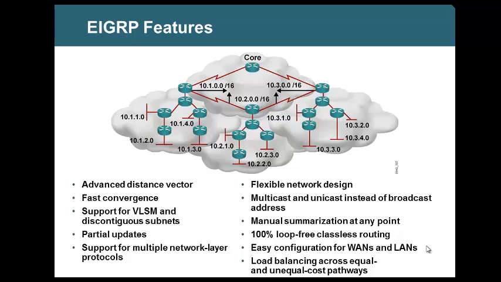Right, we learned about EIGRP introduction in the previous class. We learned all these points. It's an advanced distance vector protocol because it maintains a backup path. It is fast in convergence. It's a classless protocol. It supports VLSM and discontiguous networks.